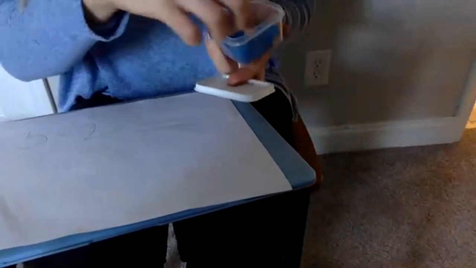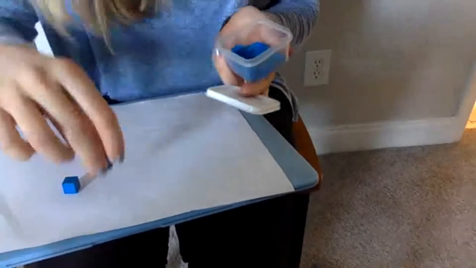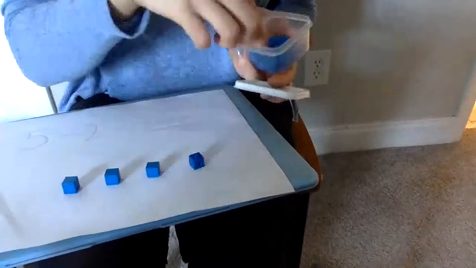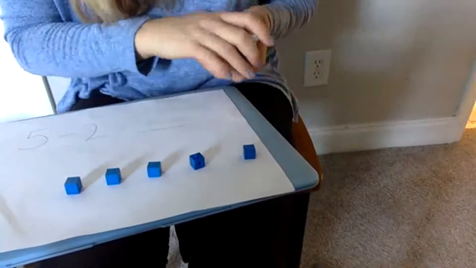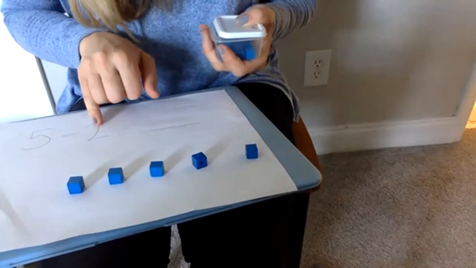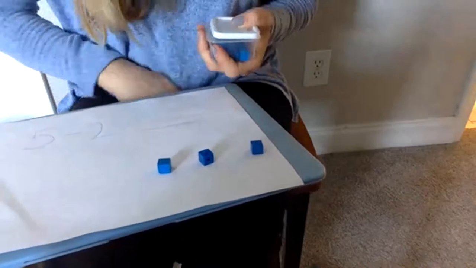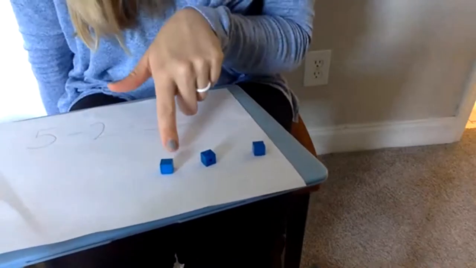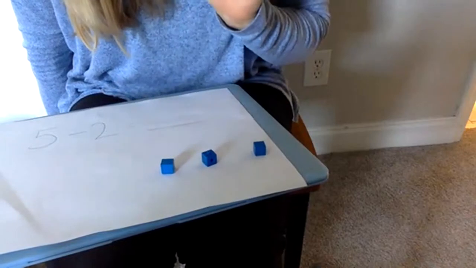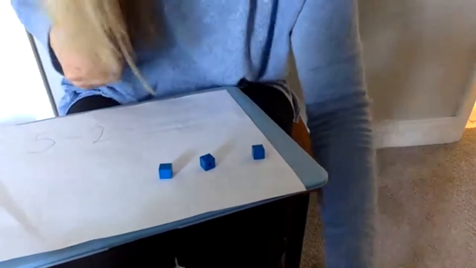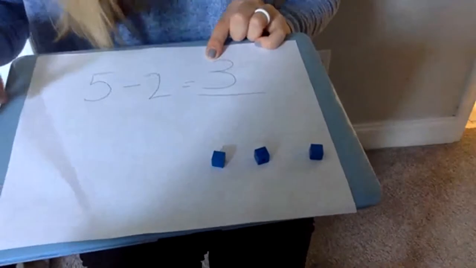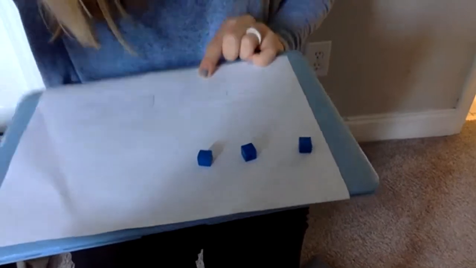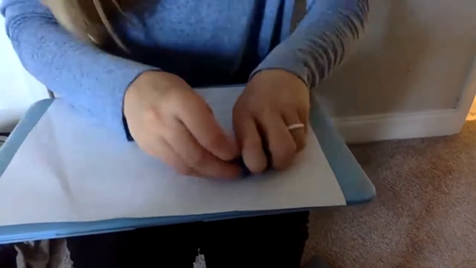Okay, so I need to get out 5 cubes because that's what my equation tells me to do. The first number is 5, I get out 5. So 5 minus 2, 1, 2, 3, 4, 5. I need to take away minus 2. So I take away 2, they're gone. How many do I have left? 3. Okay, so 5 minus 2 equals 3. That's an example. That is how we are doing all of the problems on this front page.